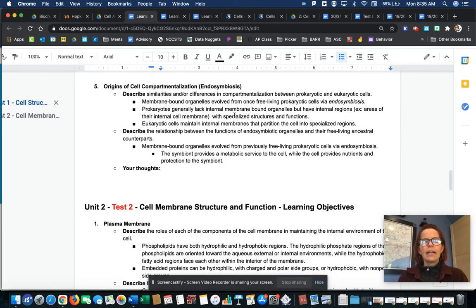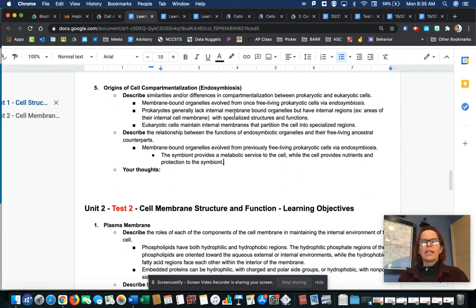All right, and then finally, the origins of compartmentalization, or endosymbiosis. Describe similarities and or differences in compartmentalization between prokaryotic and eukaryotic cells. Prokaryotes don't compartmentalize for the most part. Eukaryotes do. They have these organelles. Membrane-bound organelles evolved from once free-living prokaryotic cells via endosymbiosis. So that's the idea that a prokaryote, a small cell, was engulfed by a large cell.